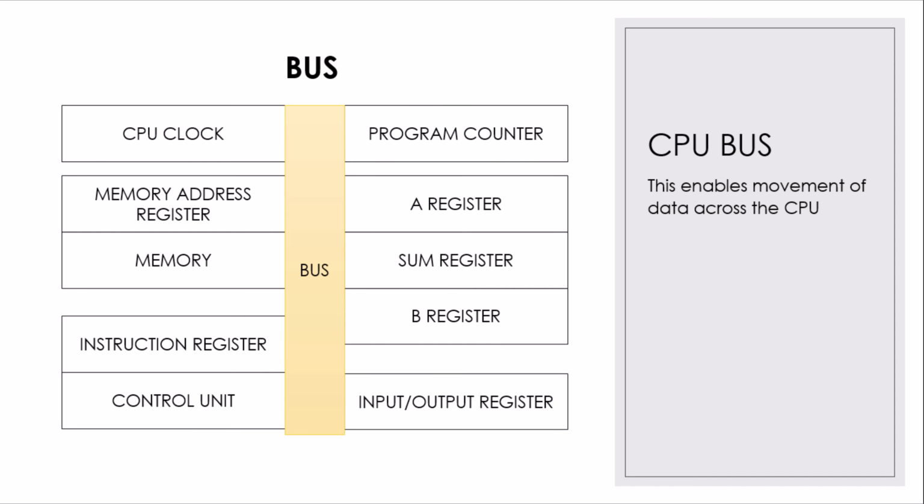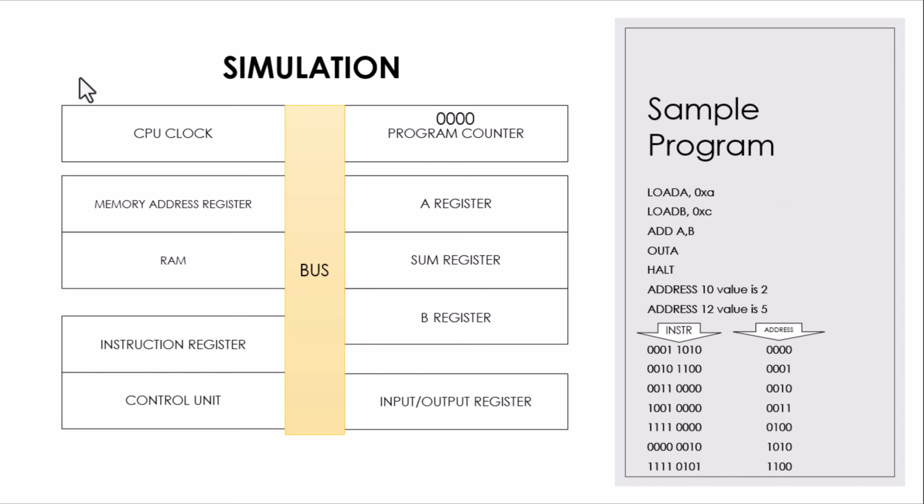Having explained the parts of the CPU, let us look at a sample assembly code to demonstrate how information can be processed in a CPU. This simple assembly code is expected to add the value of two variables and display the sum. Variable 1 has a value of 2 and is stored in memory address 10. Variable 2 has a value of 5 and is stored in memory address 12. The following instructions are given.